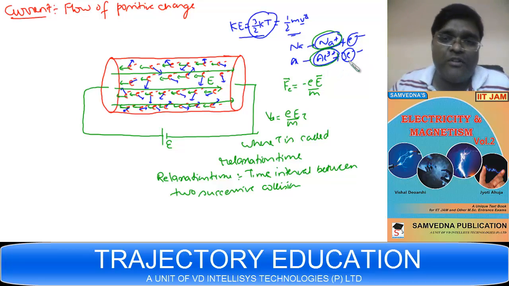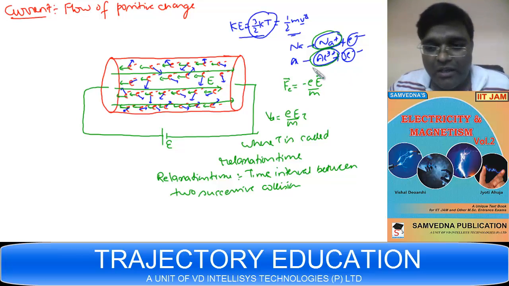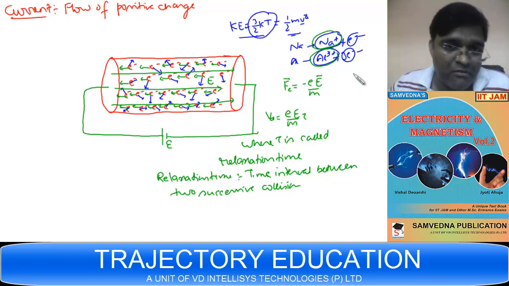See, the electrons will seldom collide with each other. It is a very rare happening, electron-electron collision, right? Both are negatively charged, so they rarely collide with each other. But they can always collide with the ions. And when they collide, they lose all their kinetic energy and they stop. So they get accelerated for this time. This is the average time interval between two successive collisions.